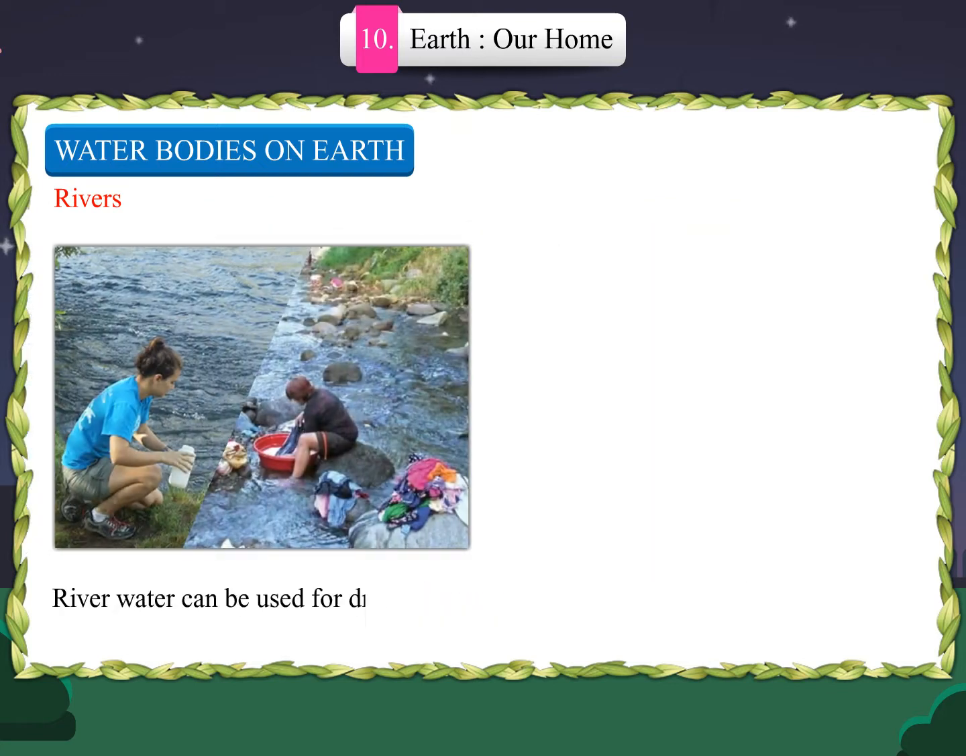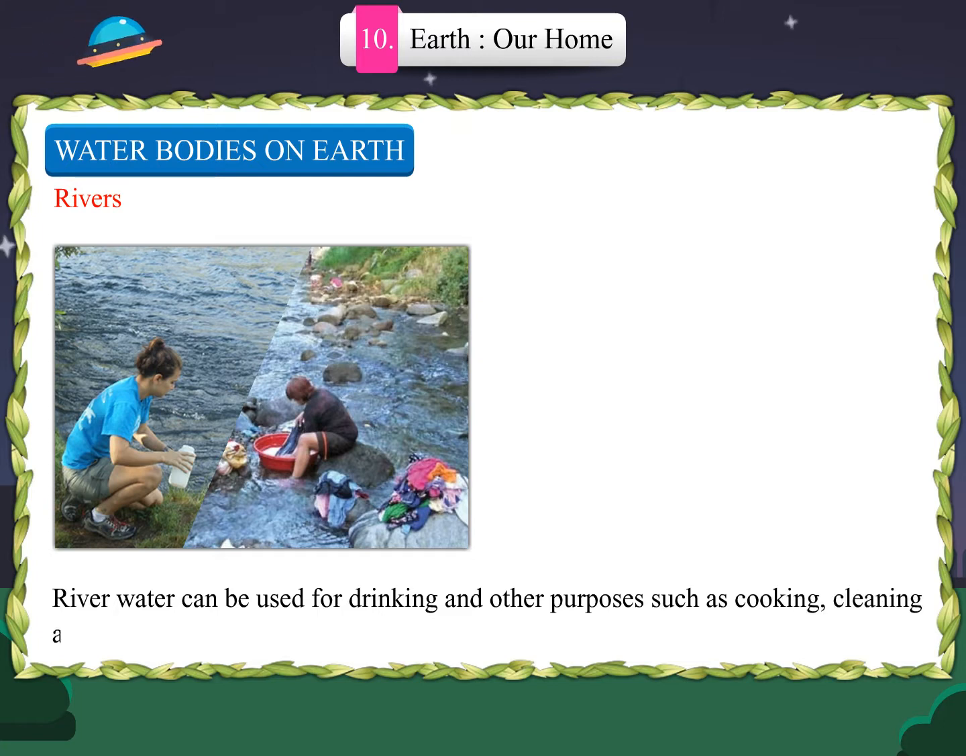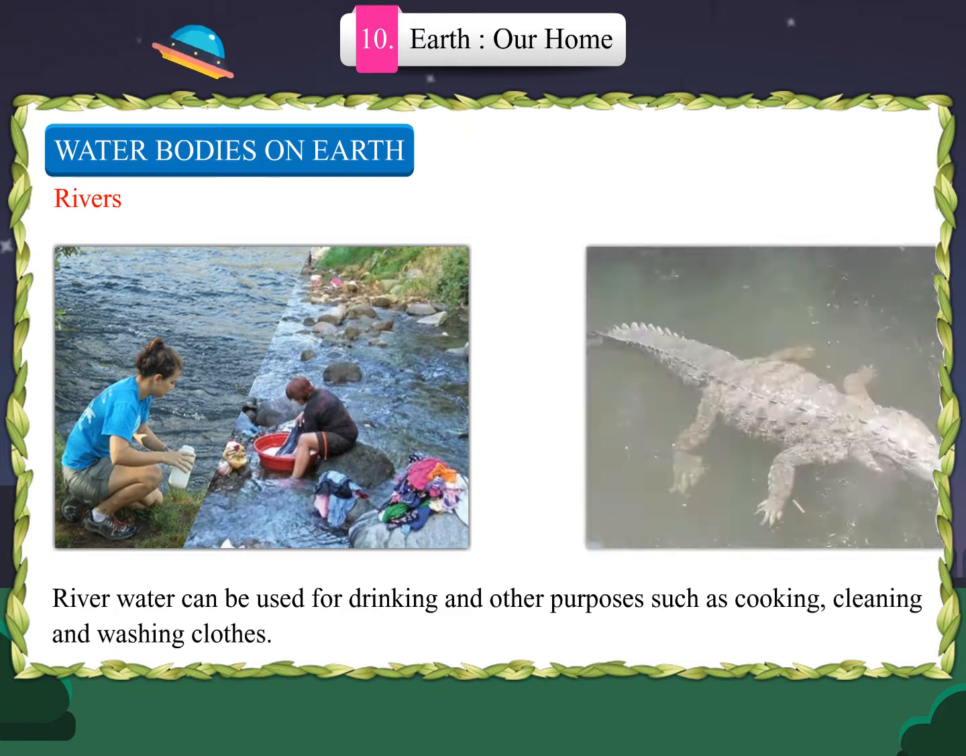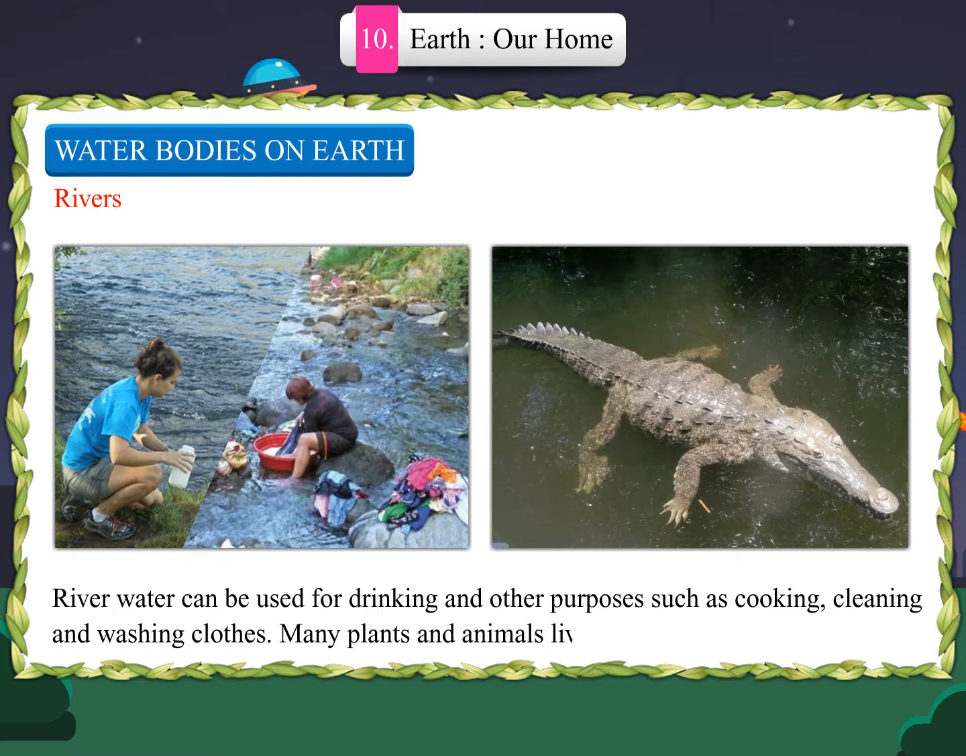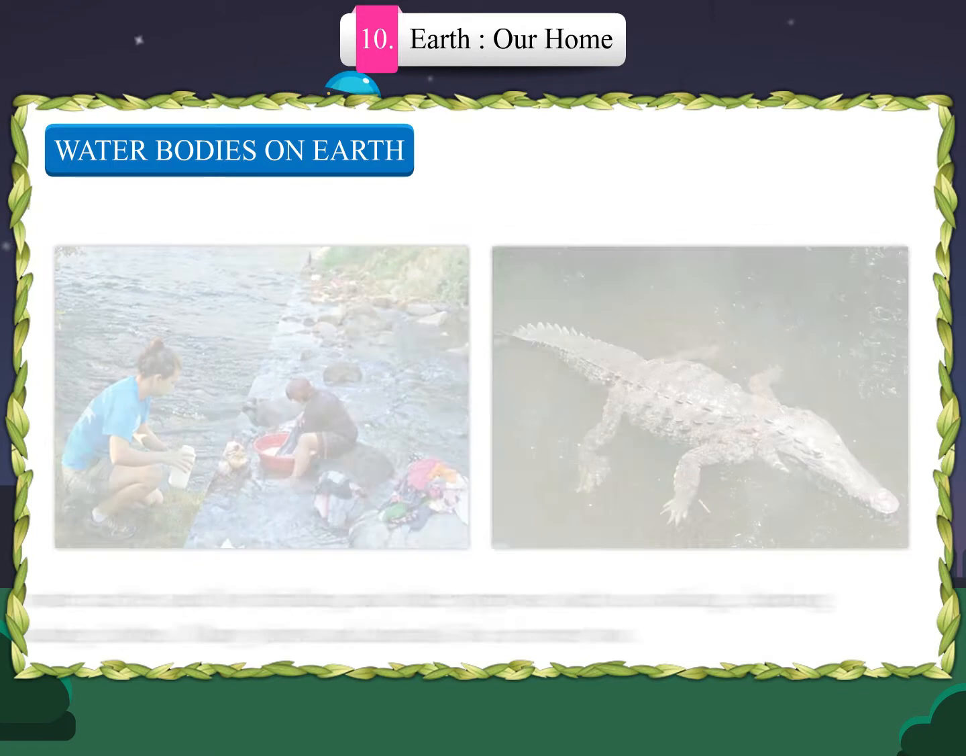River water can be used for drinking and other purposes such as cooking, cleaning and washing clothes. Many plants and animals live in rivers too.